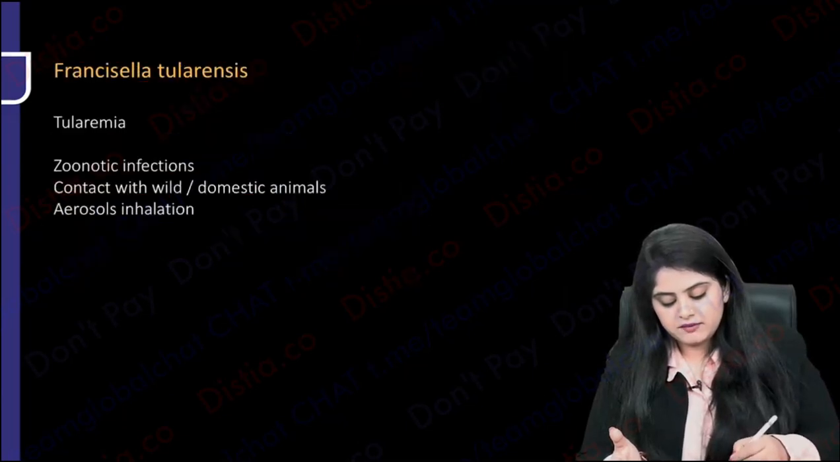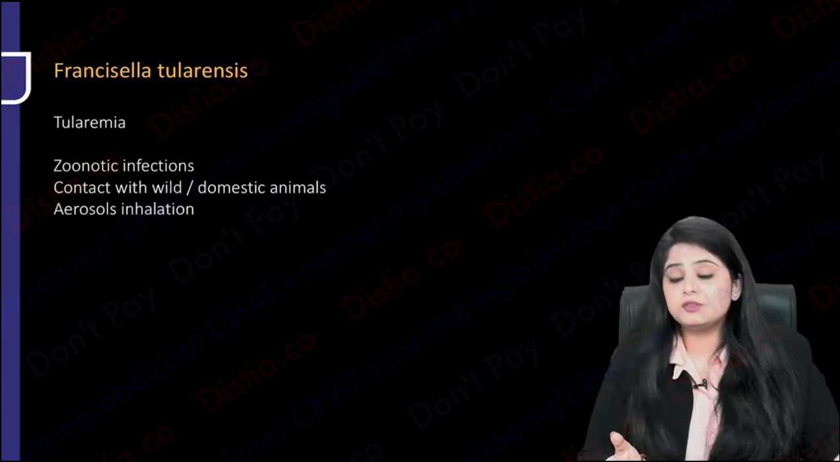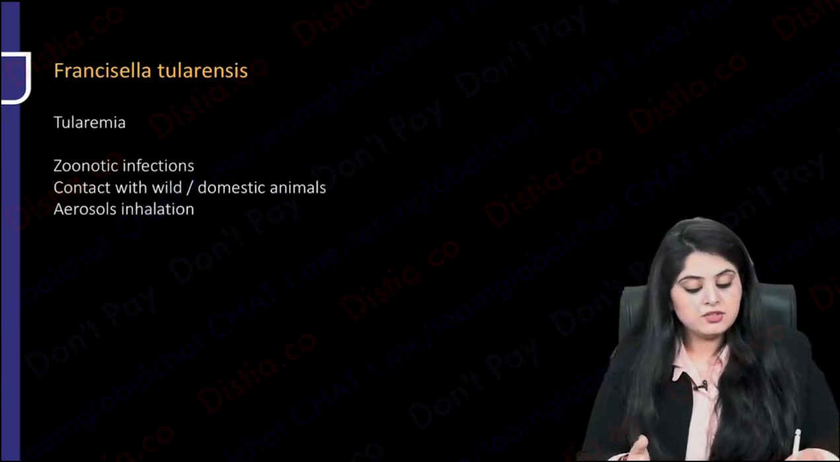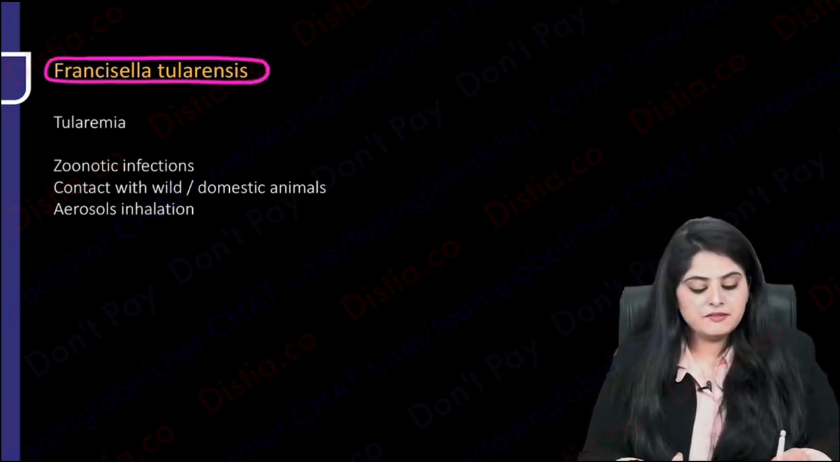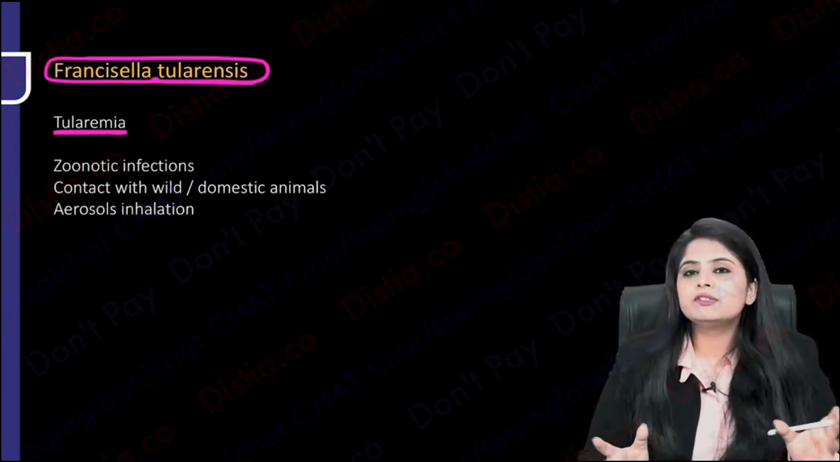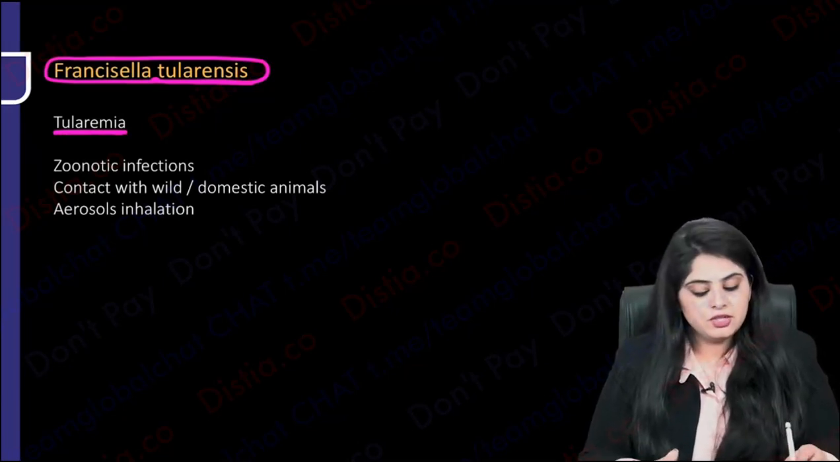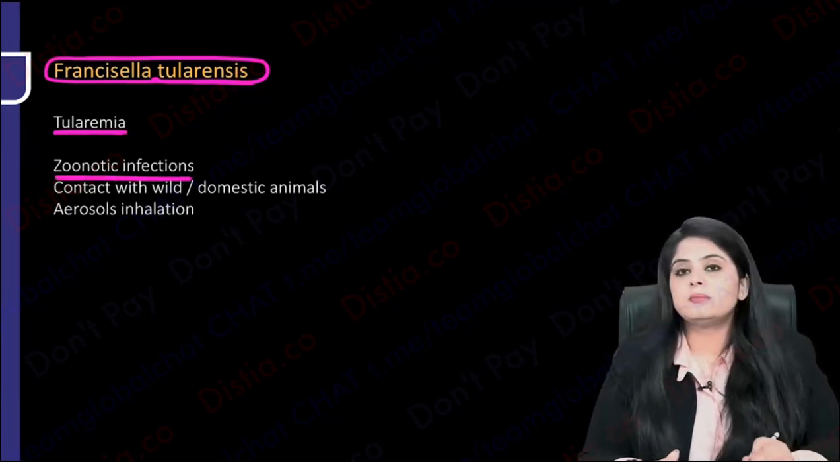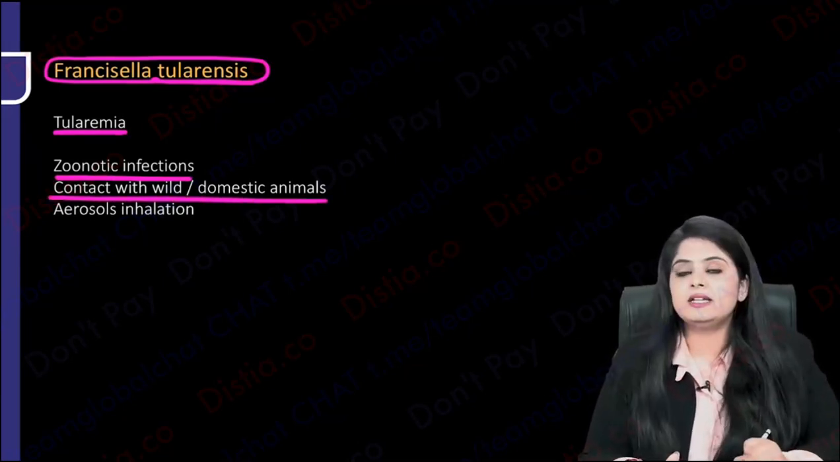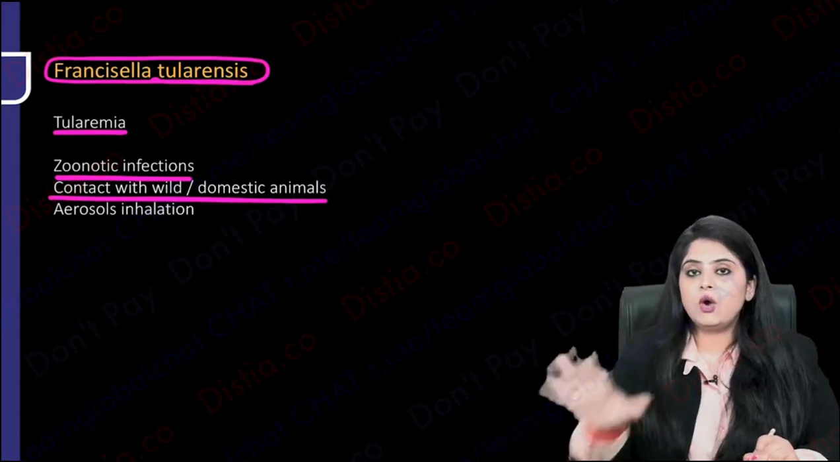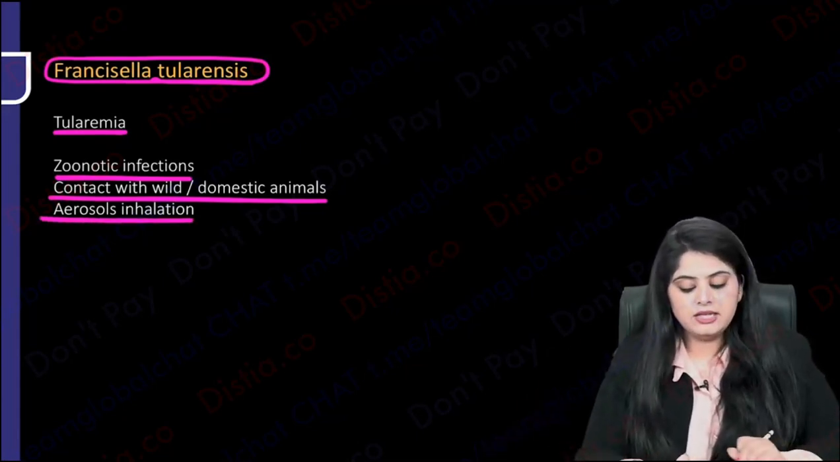Tularemia. This is actually the last one that you have. Tularemia, which is caused by Francisella tularensis. Tularensis is going to cause tularemia. I always refer to this like a plague-like infection. It is a zoonotic infection. Zoonotic means it's something that we come in contact with from some animal and then get it. Either you get it after touching, contact, or you get it by aerosol inhalation.